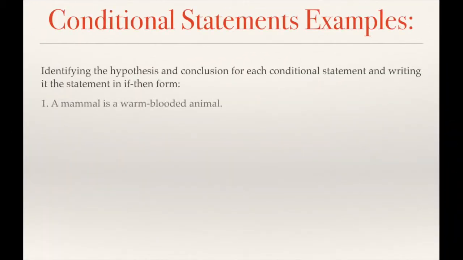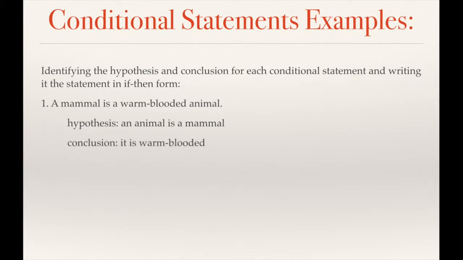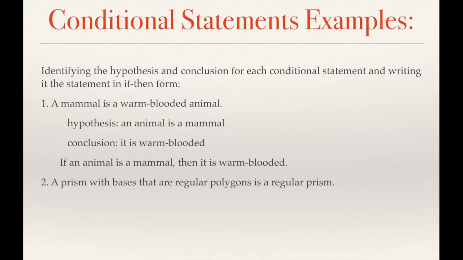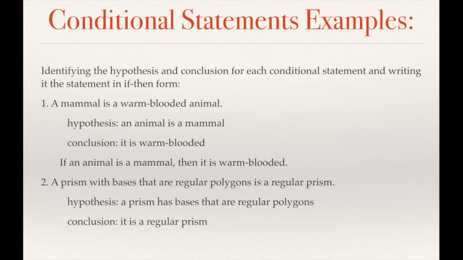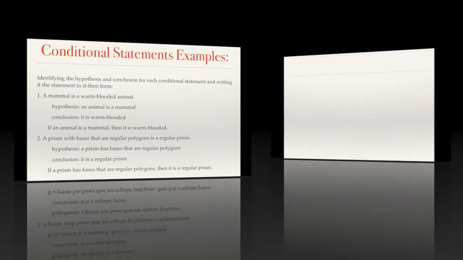Some examples would be, a mammal is a warm-blooded animal. Your hypothesis would be, an animal is a mammal, and your conclusion would be, it is warm-blooded. So, if an animal is a mammal, then it is warm-blooded. A more math-related example would be, a prism with bases that are regular polygons is a regular prism. Your hypothesis would be, a prism that has bases that are regular polygons, and your conclusion would be, it is therefore a regular prism. If a prism has bases that are regular polygons, then it is a regular prism.